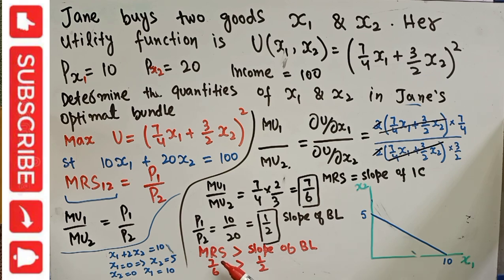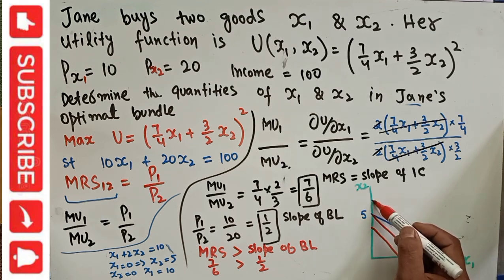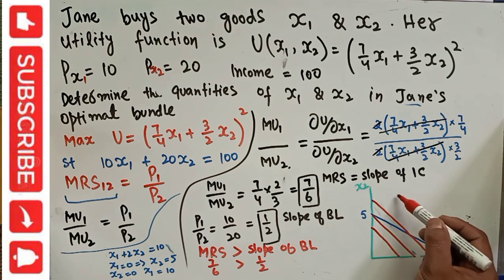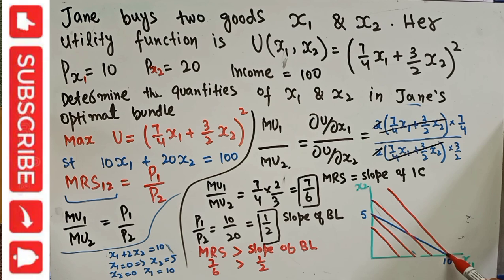So MRS, that is the slope of the indifference curve, is greater than the slope of the budget line. That means our indifference curve will be steeper. Okay, so let us say this is one indifference curve. Similarly, we want to reach the highest possible indifference curve with the given budget line. We can move on like this. This point will also not be our optimal point. We will try to reach the highest possible indifference curve like this, and finally when we reach a point where it intersects the budget line at the corner, we get the optimal bundle.